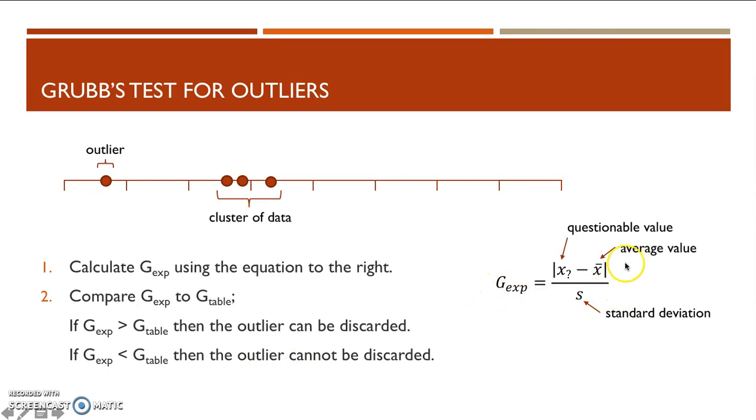So the equation that you would use to do a Grubbs test says that your experimental G-value would be equal to the absolute value of the questionable value minus the average value, and in the denominator here we have the standard deviation. The average and the standard deviation are for the entire data set, all 4 points. You can't just choose these 3 in order to do that. And then the questionable value either has to be the maximum valued point or the minimum valued point. It has to be the furthest away from the average.